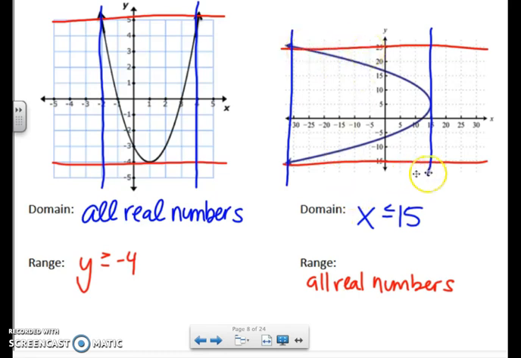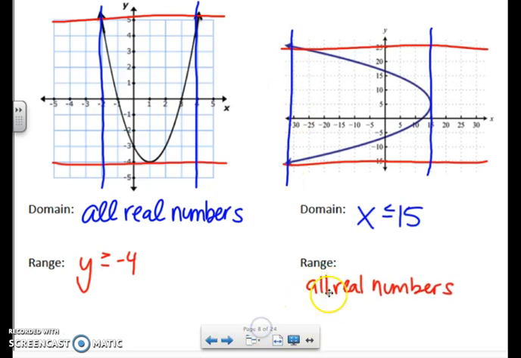When you look at range, you'll notice that you hit an arrow when you went the lowest, and you hit an arrow when you went the highest. That means it's going to go forever up and forever down. And so that's forever in both directions, which is infinity, which we call all real numbers.